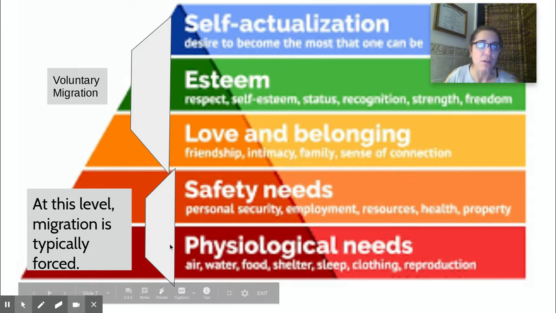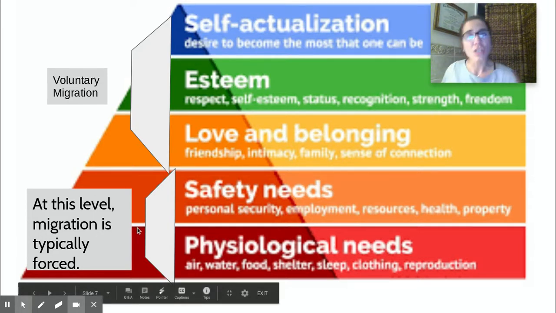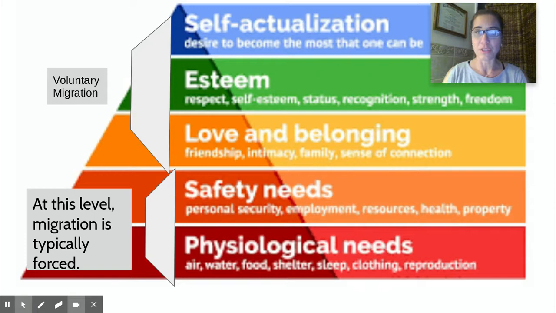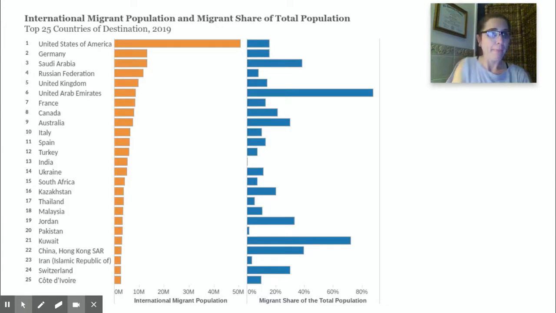Now, at this lower level, migration is typically forced. So if you don't have food or water or shelter where you live, then you have no choice. You have to leave because otherwise you will not survive. If there is war and your personal security is being threatened, if there's so much unemployment, there's no job available, which is what you need in order to survive, then you have no choice but to leave. So when we think about forced migration versus voluntary migration, think about Maslow's hierarchy of needs and why people would have to leave.